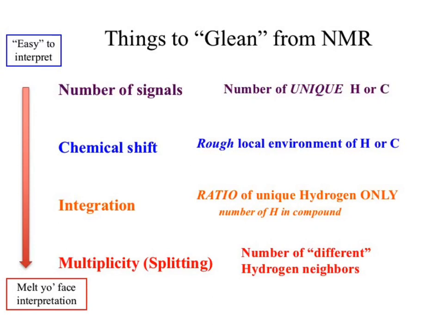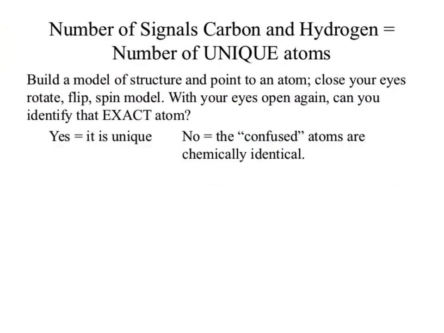Kind of make sense? Okay, so our number of signals. The general recommendation I've got is if you built a model, pointed to a particular atom or hydrogen, closed your eyes and threw the atom up in the air and spun, flipped, did stuff to it, would you be able to point to the exact same hydrogen or the exact same carbon? Or are you going to get it confused for another one? If you get it confused for another one, they are chemically the same. If you can tell them apart, they are now chemically distinct, and they get their own signal.